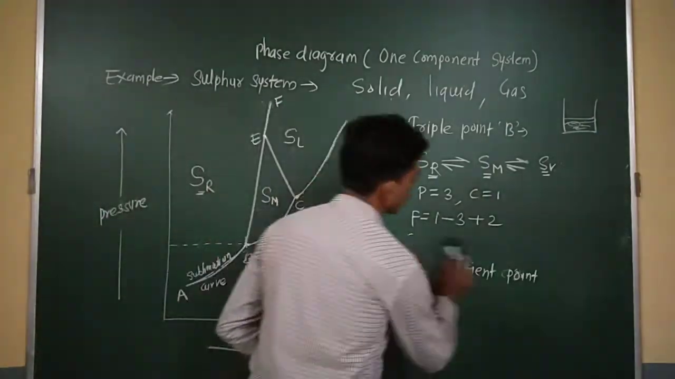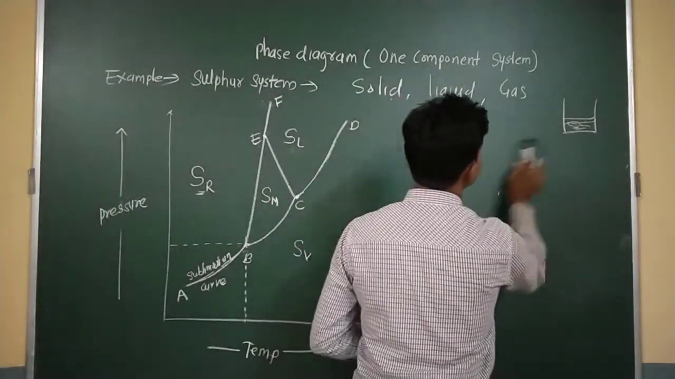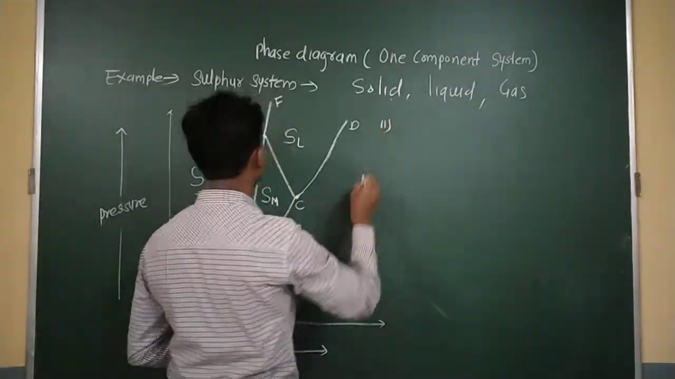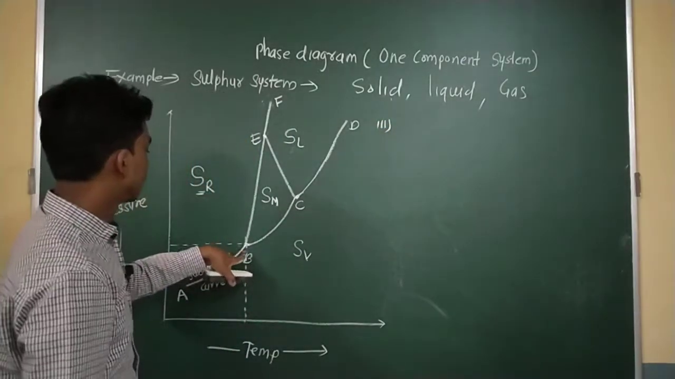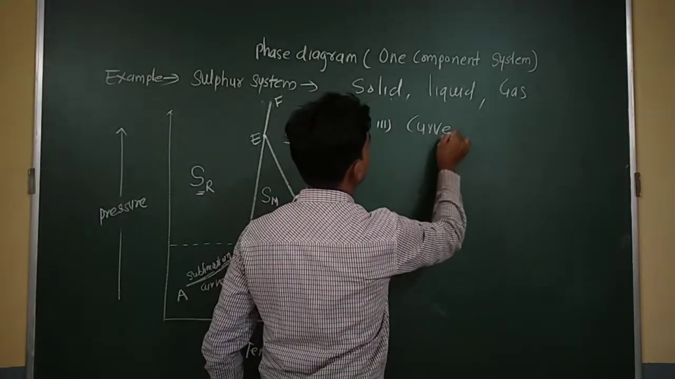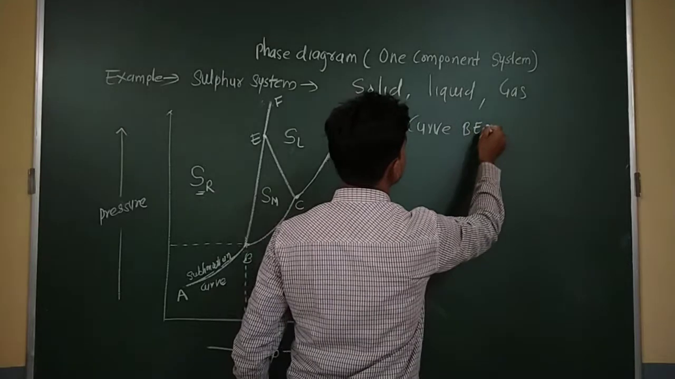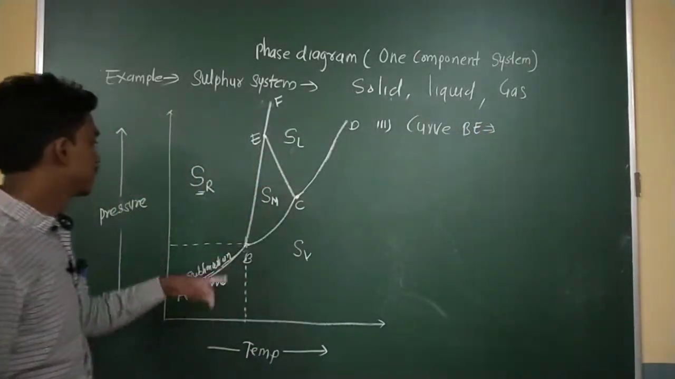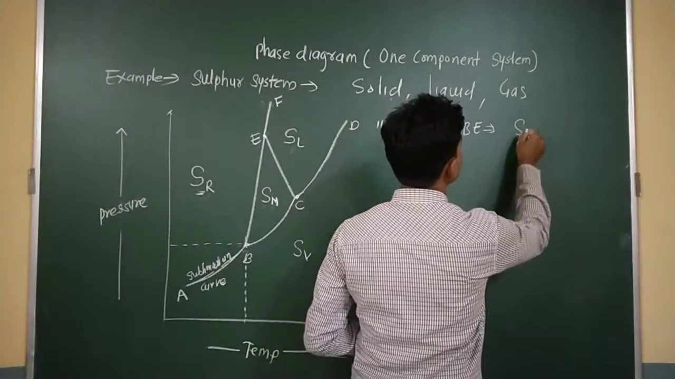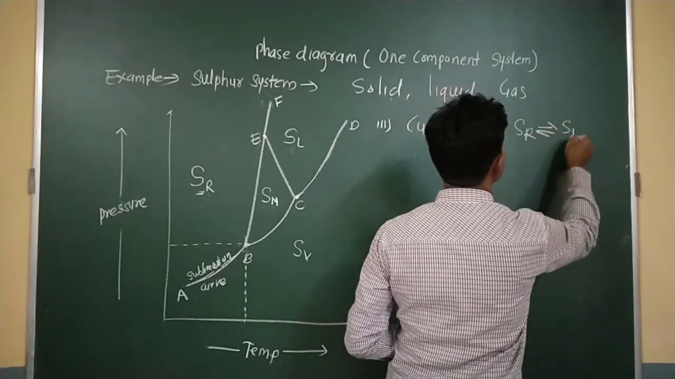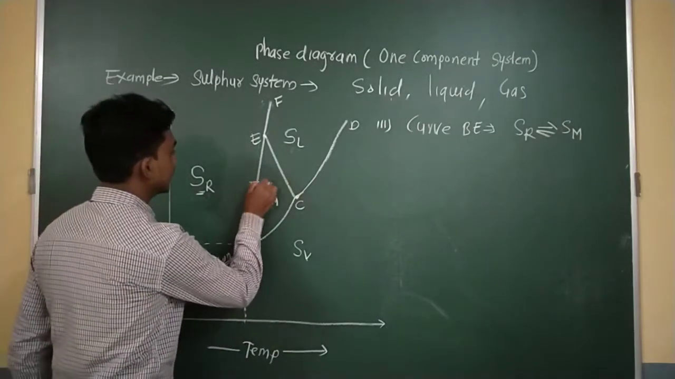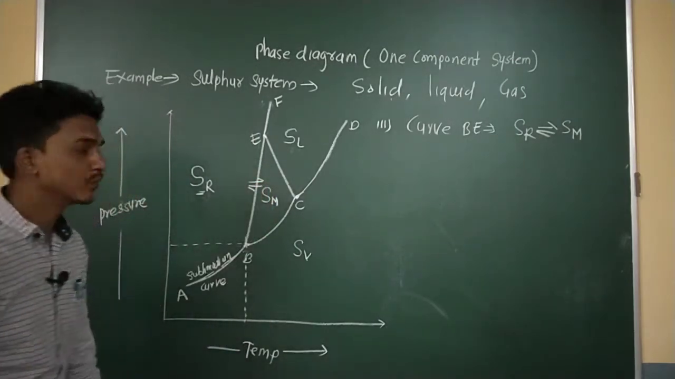Okay, now the next curve. We will discuss the third curve, the curve B to E. On that curve, which type of equilibrium is there? Sulfur in rhombic form and sulfur in monoclinic form. So we can say SR is in equilibrium with SM, and from this we can see that this type of equilibrium exists.